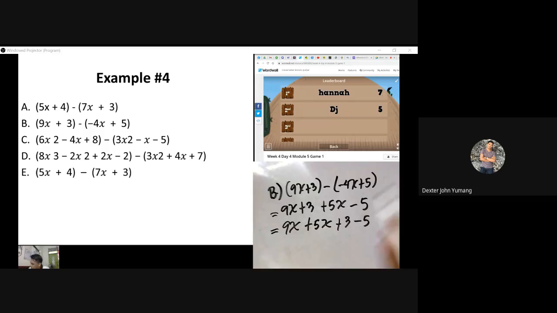Okay, bakit po magkapartner si 3 at saka si negative 5? Pareho po silang walang apelyido or variable. Next, 9 plus 4, magiging 13. Then their variable is x. 3 minus 5, that is, kung meron kang 3 na pambayad, pero ang utang mo 5, ilan yung utang mo? That is, meron ka pang kulang na 2 pesos. And kulang is negative. So therefore, 13x minus 2.